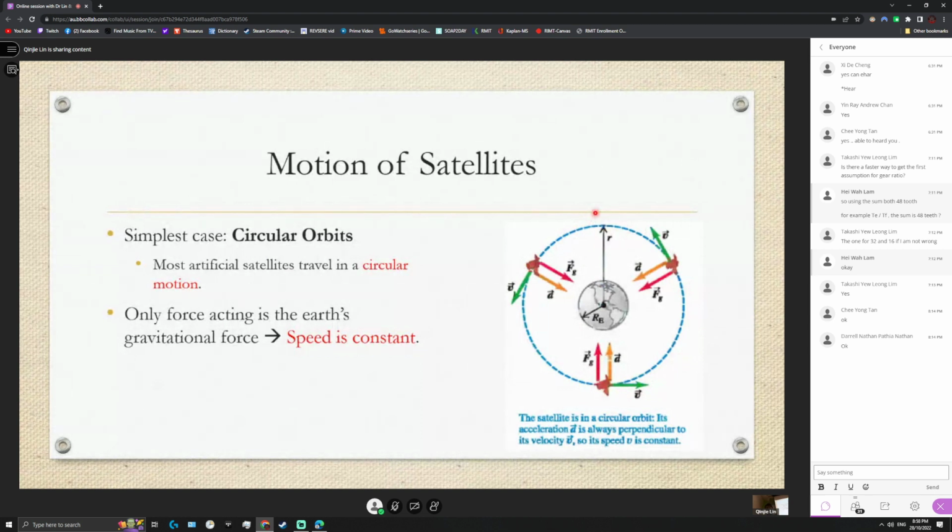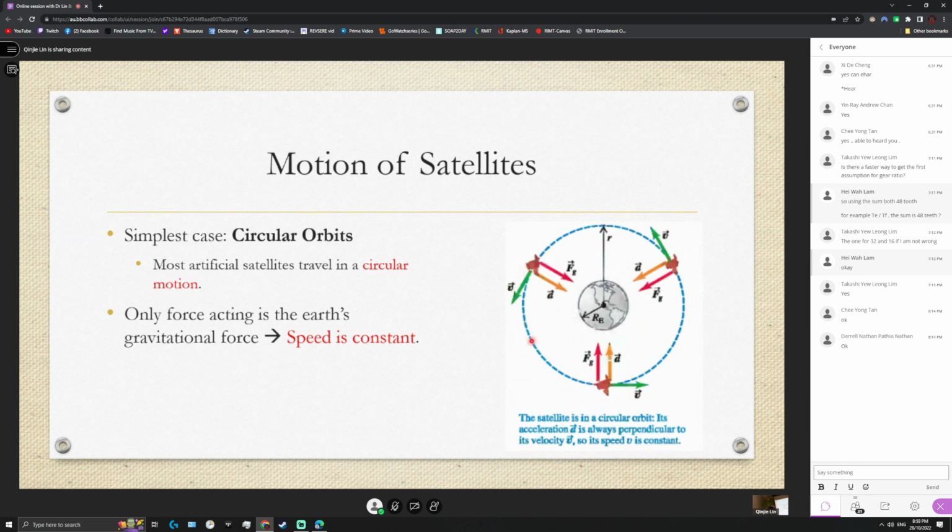And because it's circular motion, the dynamics that you have learned for circular motion will also apply to all these: centripetal force, centripetal acceleration. The only force acting is the Earth's gravitational force. So speed is constant.